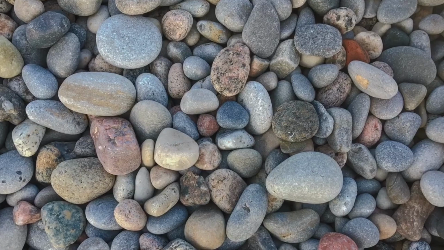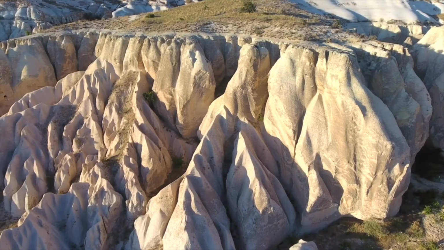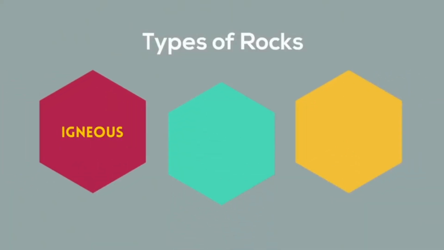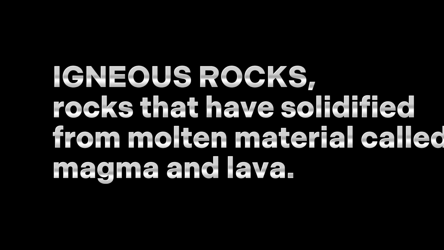Rocks are all around us. They can be small or huge. It is a solid, naturally occurring material made up of minerals or mineraloid matter. Rocks can be divided and classified into three basic types: the igneous, sedimentary, and metamorphic rocks.